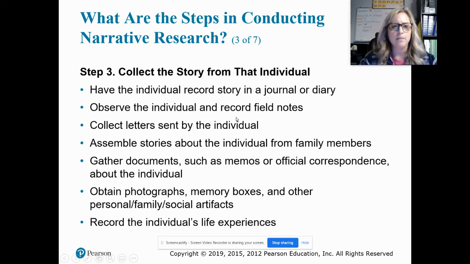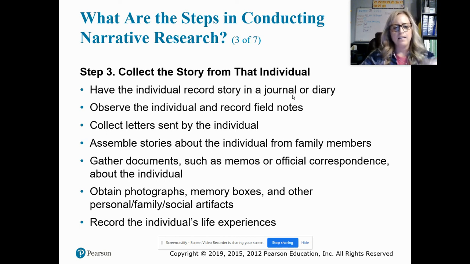That's the second step. Step 3, you're going to collect the story from that individual. It goes more into how you can do that. You're going to record it in a journal or a diary, have the individual do that. You can observe the individual and record field notes, or you could collect letters sent by the individual. So earlier when it said you can get different types of data, this is what it means. How you collect it can be through any of these.